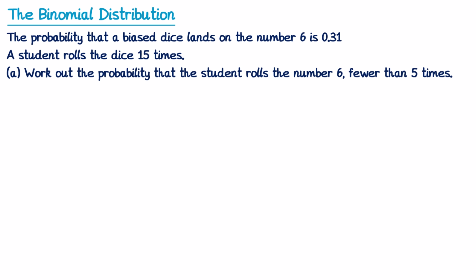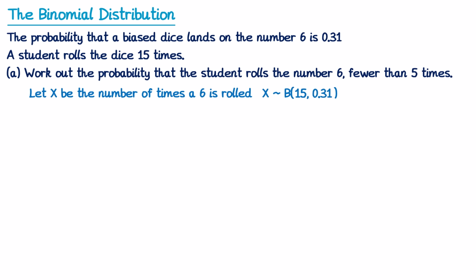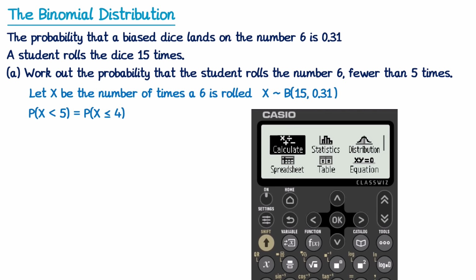Now, the first part of this question shouldn't be too difficult for you now. We could say, let x be the number of times a 6 is rolled, then x will be distributed binomially. We're rolling this dice 15 times, so n is 15, and the probability of rolling a 6 is 0.31. We're looking for the probability that the number 6 comes up fewer than 5 times, so we want the probability that x is less than 5, which is the same as the probability that x is less than or equal to 4. So let's take our calculator and work this out.